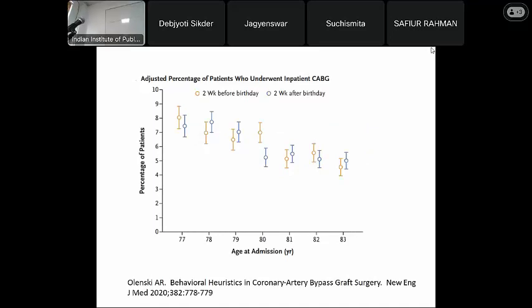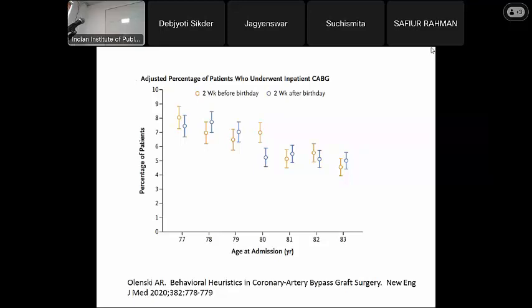So this is the adjusted percentage of patients who underwent inpatient coronary bypass graft. This is people who came in 2 weeks before their birthday and 2 weeks after their birthday, at 77, 78, 79. But then at 80, there's a big difference. If you're 79 and 11 and a half months, you're more likely to get a bypass than if you were 80 plus half a month. So that's getting a bypass.